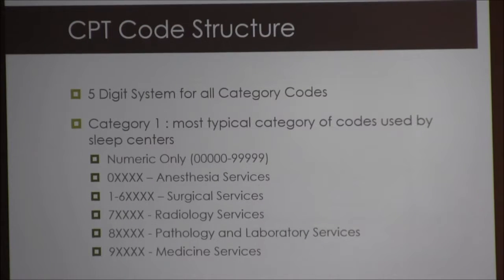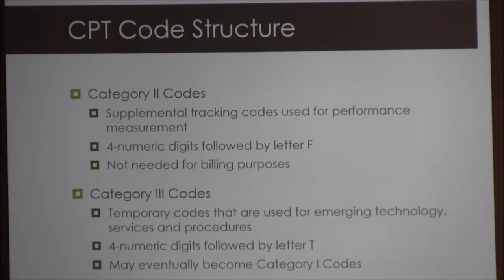Okay, so the CPT code structure is a 5-digit system. It's numeric only, and category 1 has the most typical categories of the codes used in sleep centers. So if it starts with a 0 in the 5-digit system, it's anesthetic services. If it's 1 to 6, it's surgical services. 7, radiology. 8, pathology and lab. And 9 is going to be where we spend most of our time, which is going to be the medicine services.